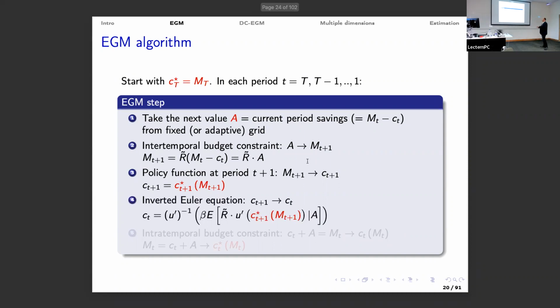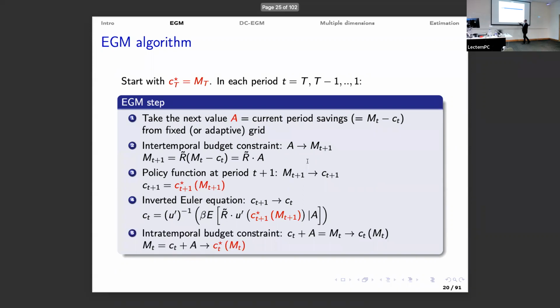But then we have the Euler equation. Now imagine that the marginal utility is invertible analytically, and that's going to be the case for CRRA and log and many utility functions. Well, then I can compute the right-hand side of the Euler equation conditional on A, which I've chosen in the very beginning, and then invert that and get the level of consumption in the current period, which is optimal given the amount of savings, right? Because this is just the first order condition.